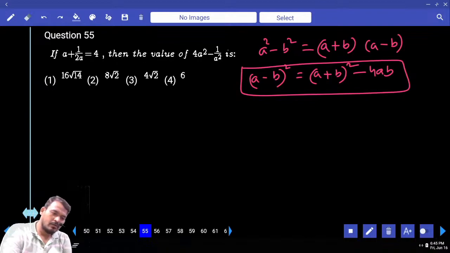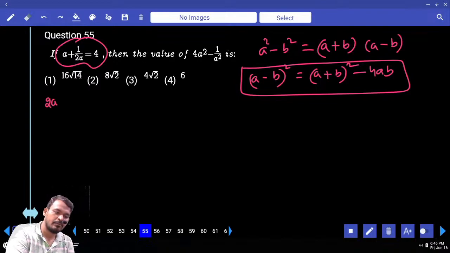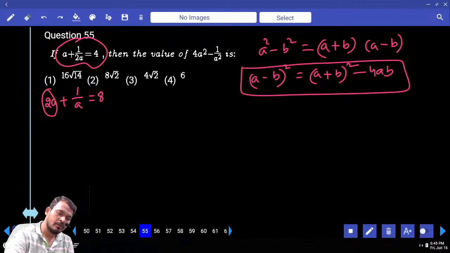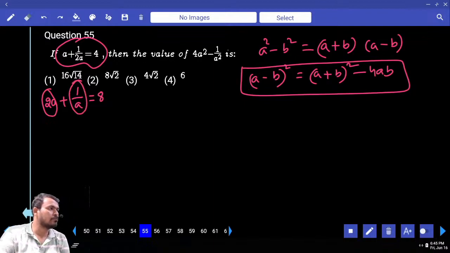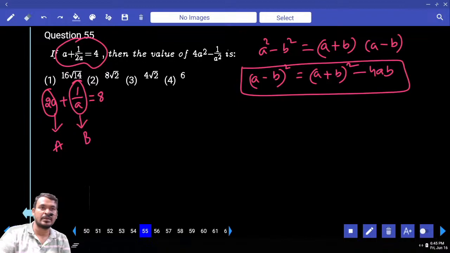Okay, what is the first one? a plus 1/2a equal to how much? 4. Multiplied on both sides by 2, we are getting 2a plus 1/a equal to 8. That is, 2a plus 1/a equal to how much? 8. Means a is 2a, b is 1/a. We treat this one as the a term, this one as the b term.